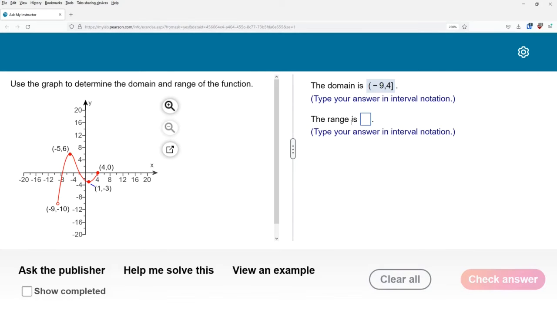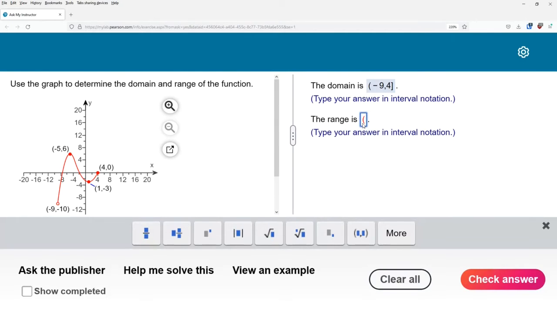And for the range, we're looking at the y values, so we start with the lowest y value of -10. And this is an open circle, so that point will not be included. So I'm going to use a parenthesis from my keyboard. That's a -10, comma, and the highest y value here is a 6. This point is a closed circle, included in the graph, so we're going to use a 6 with the bracket from the keyboard.